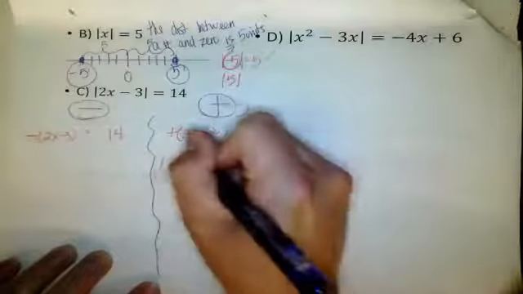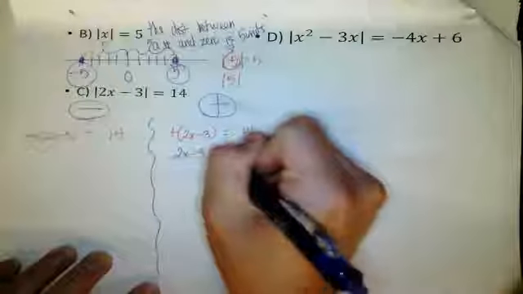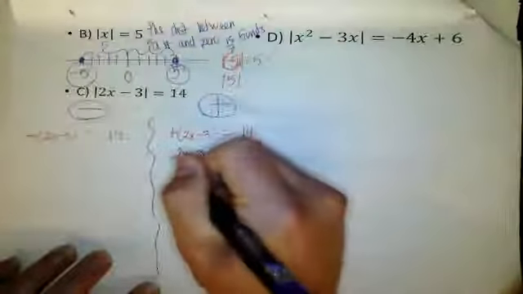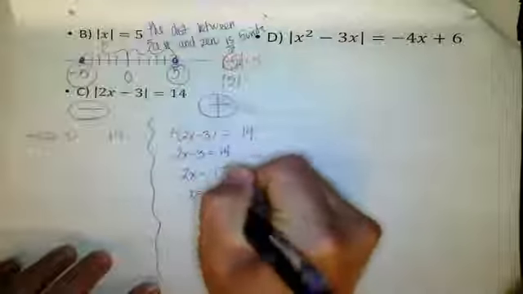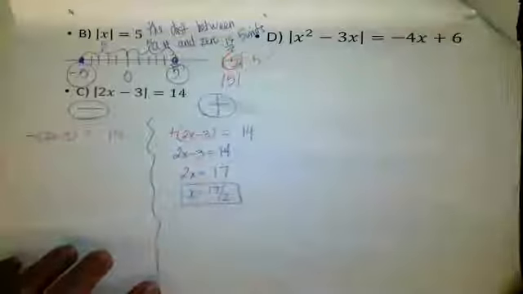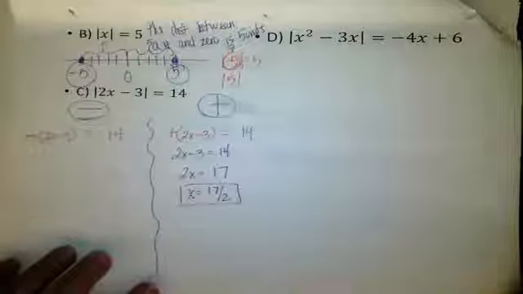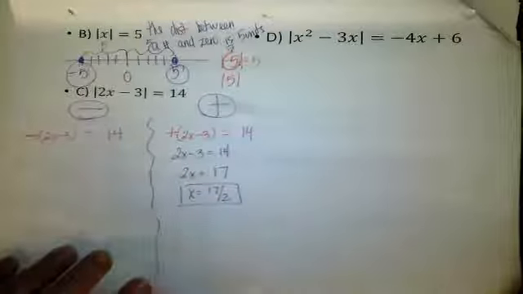No, it doesn't. It's really just 2x minus 3 equals 14. We can add the 3 and divide by the 2, and we get 17/2 for an answer. So that's the easy, straightforward side.